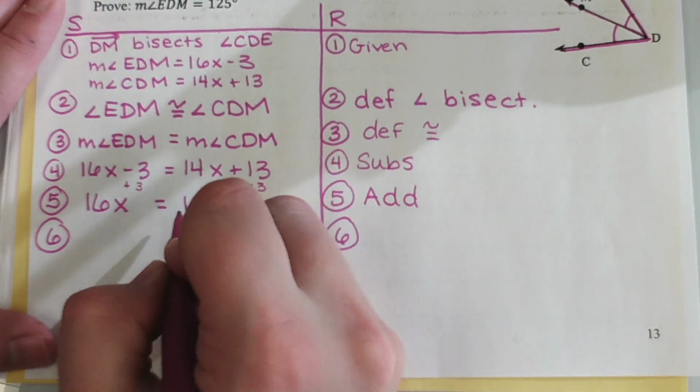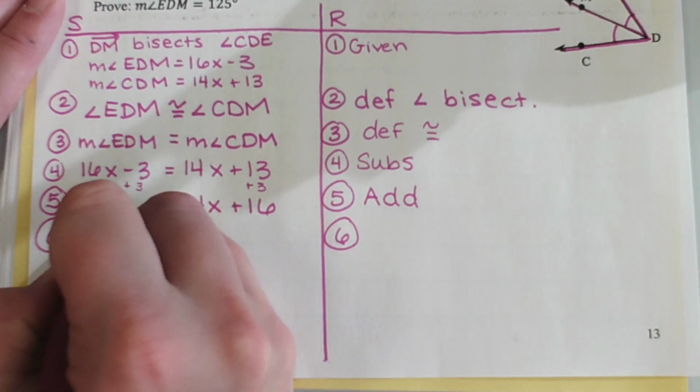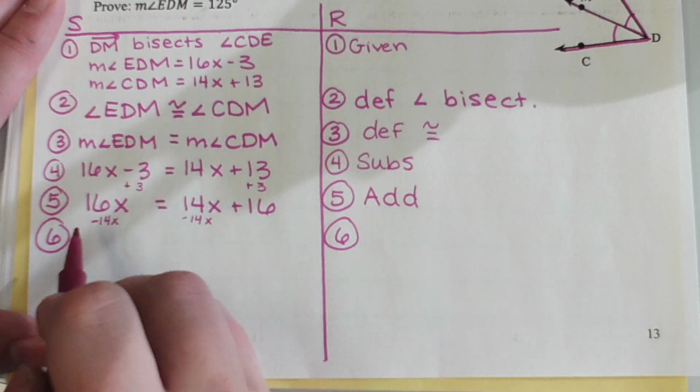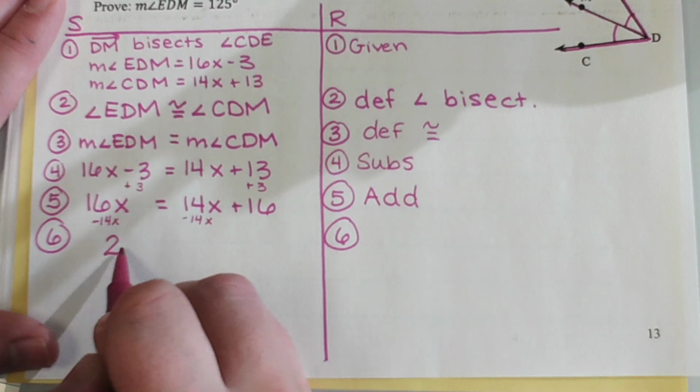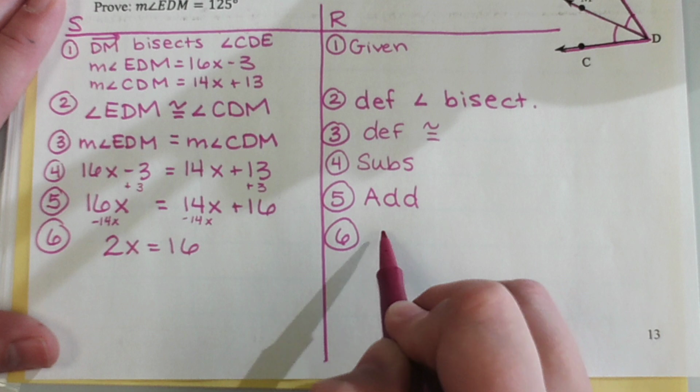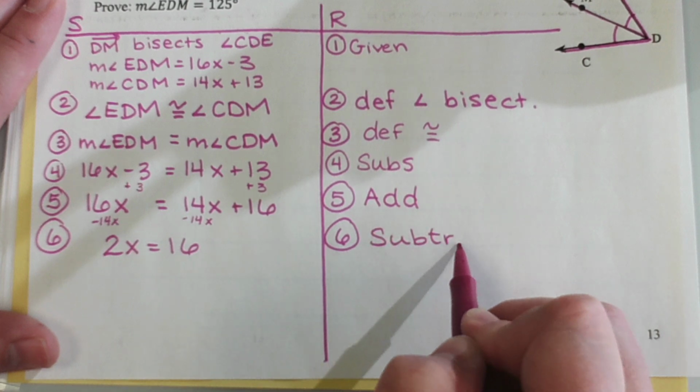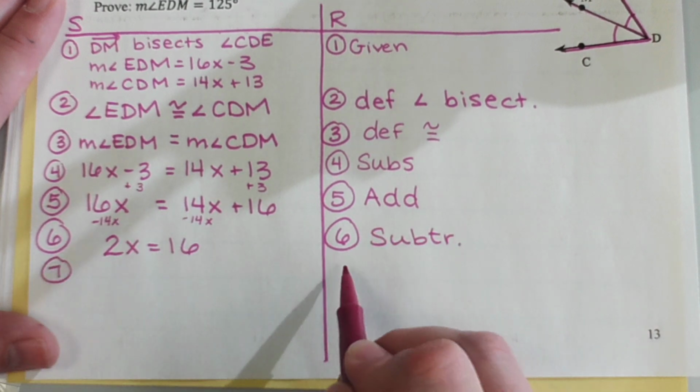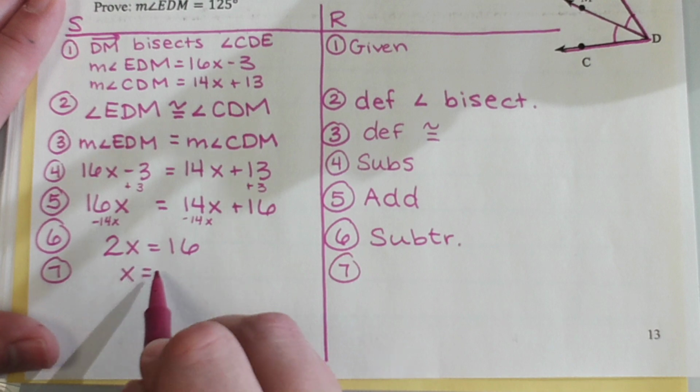I want to keep going. I want to put my x's together. I personally prefer to do that first, but it works either way. Subtract the 14x. I get 2x is equal to 16. That was subtraction. And we divide. X equals 8.